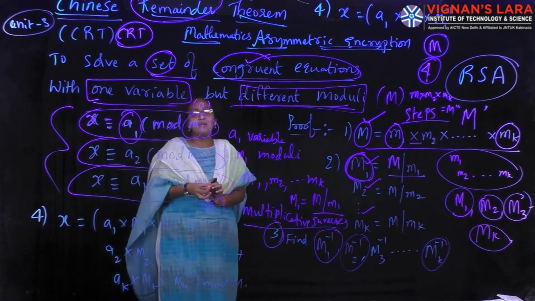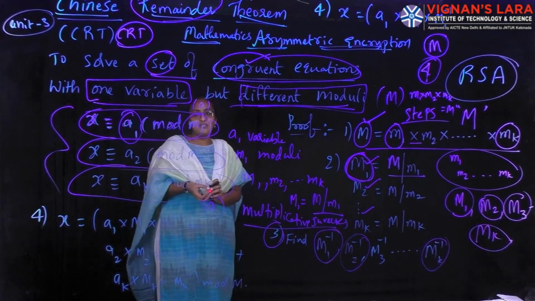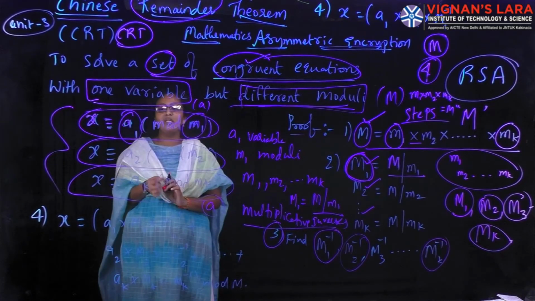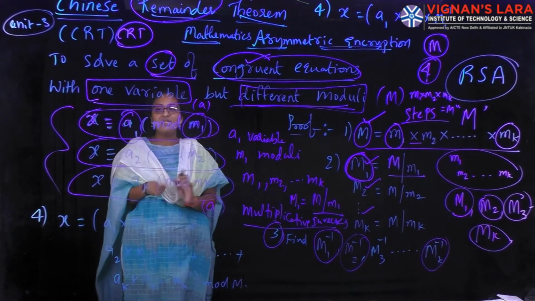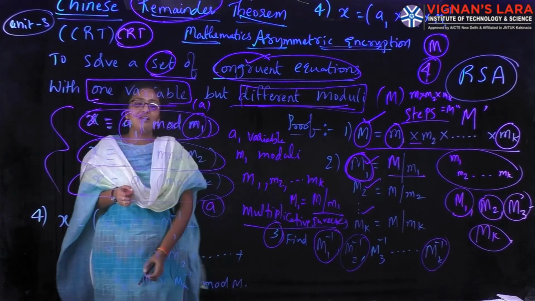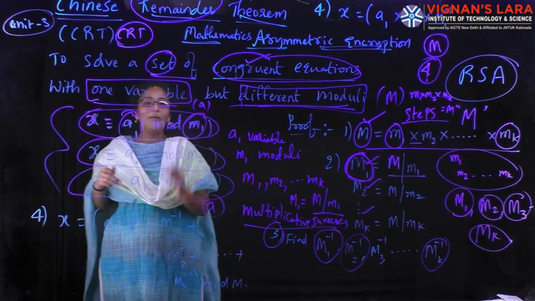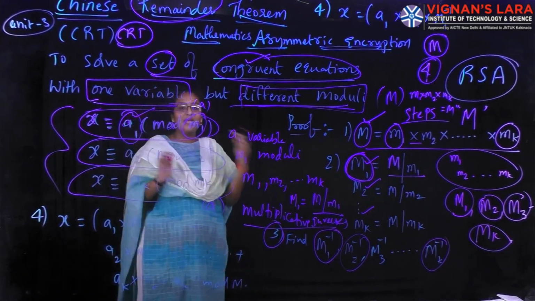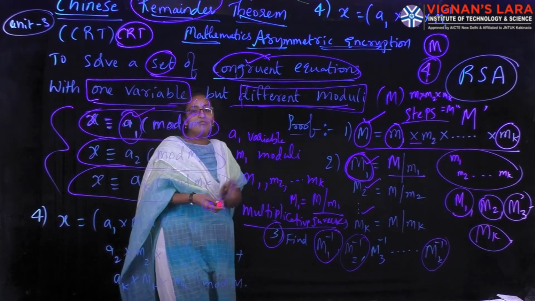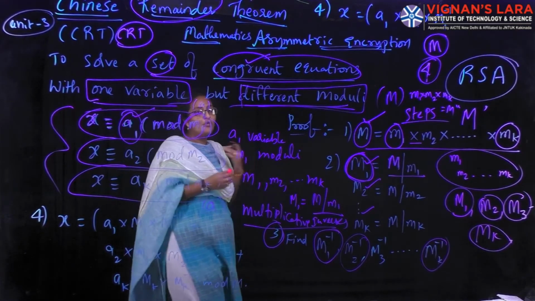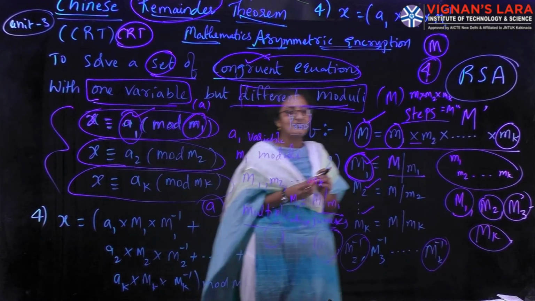The Chinese remainder theorem is used to solve congruent equations. In these equations we will have only one variable and different moduli. Here the variable is a and the modulus is denoted with m. So the variables run from a1 to ak, and the moduli from m1 to mk. What is the proof for this? We will have 4 different steps in this proof.